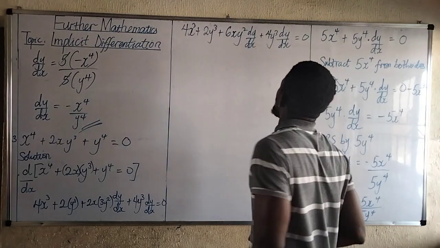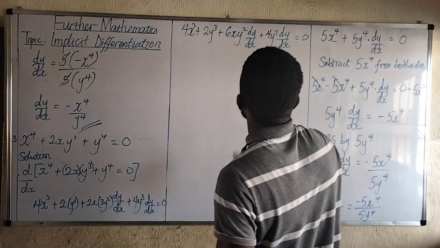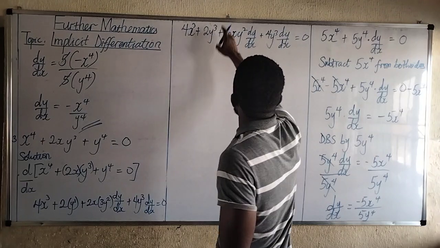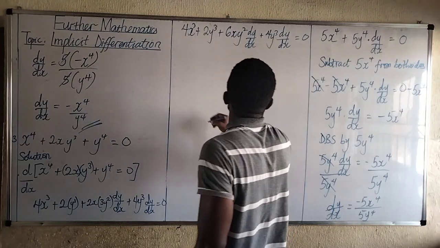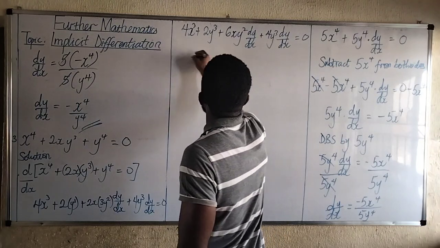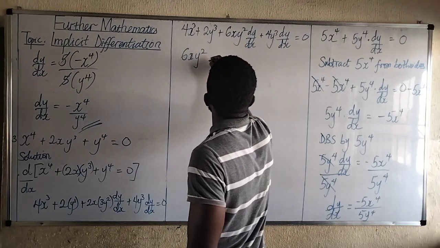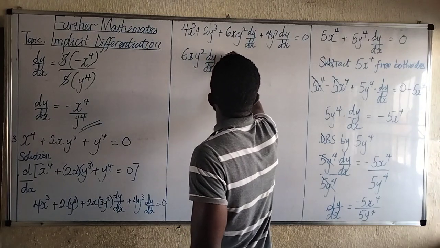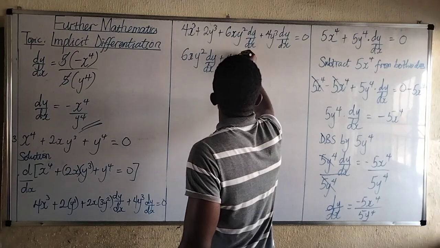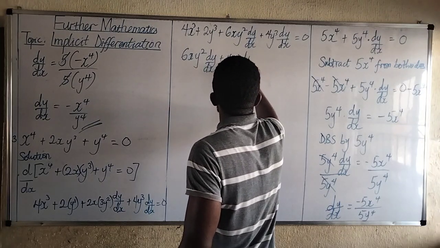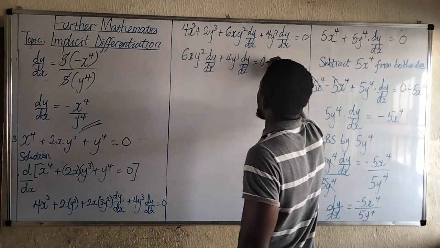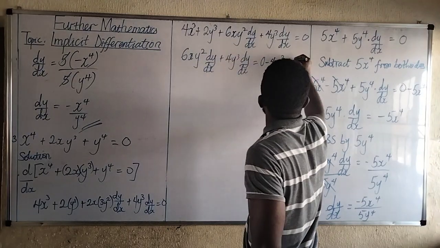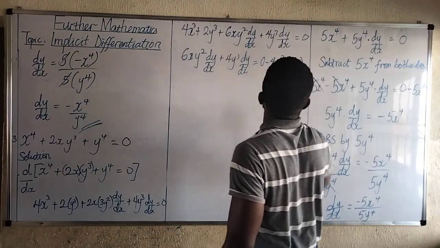All equal to 0. Having reached this far, we are going to move 4x cubed plus 2y cubed to the other side. So we are going to have this remaining 6xy squared dy over dx plus 4y cubed dy over dx all equal to 0 minus, this becomes minus 4x cubed. This becomes minus 2y cubed.